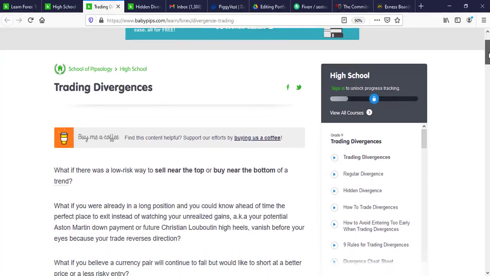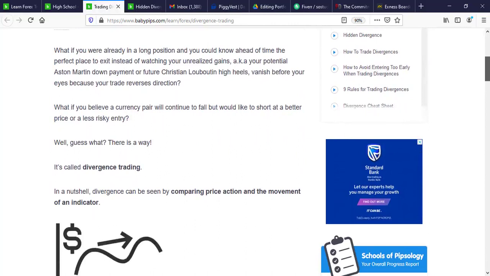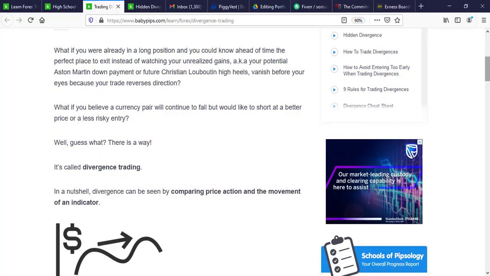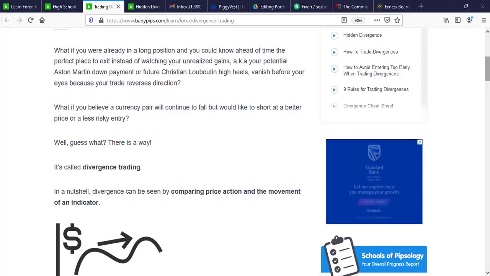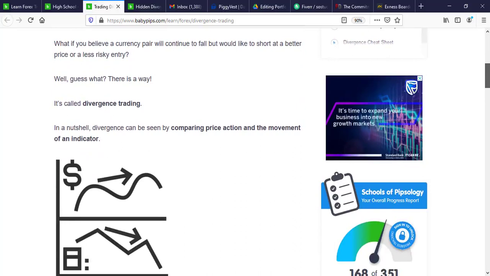And here it is. So what is divergences all about? What if there is a better way to know when to enter into the market, to sell near the top and to buy near the bottom of a trend? Would you be interested in knowing that? Now, if you believe a currency pair will continue to fall, but you would like to short at a better price or a less risky entry, guess what? There's a way to find this out, and it's called trading divergences.